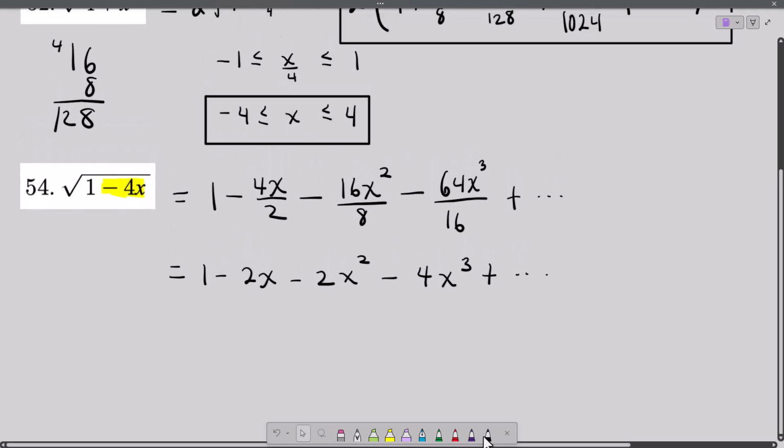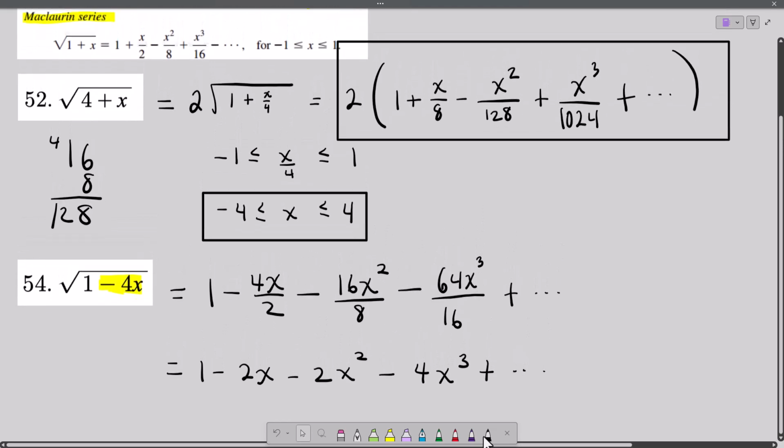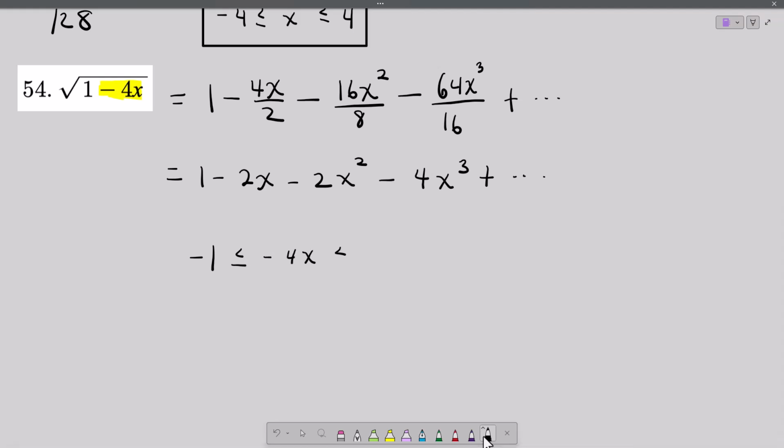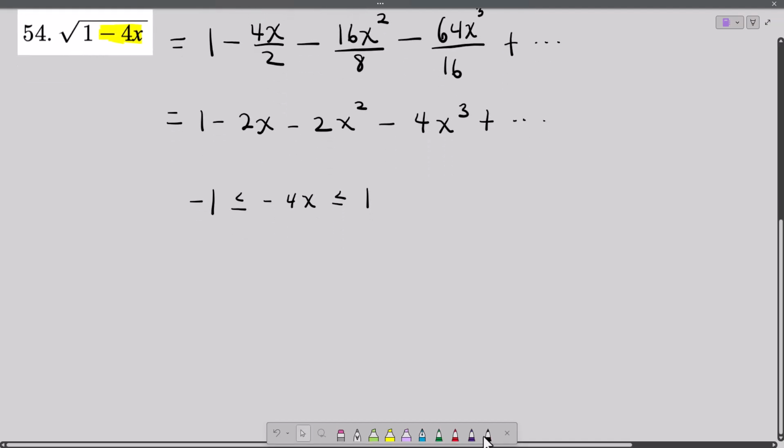The interval of convergence then needs to be modified. It started at -1 to +1. And then we replace the x with -4x. So then we come through and modify this interval. If we divide everything by -1/4, remember to switch the inequality.